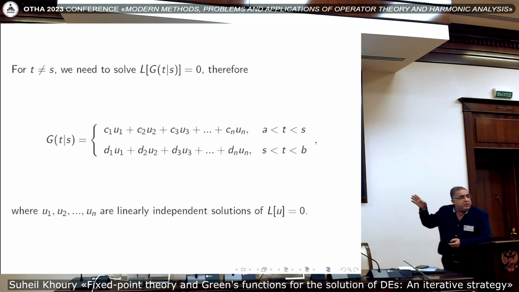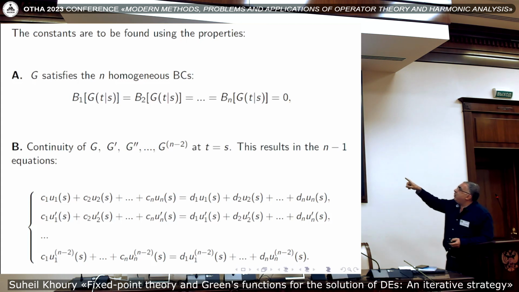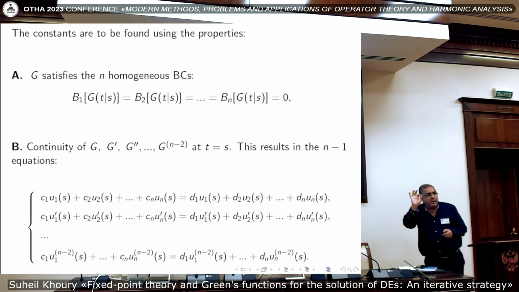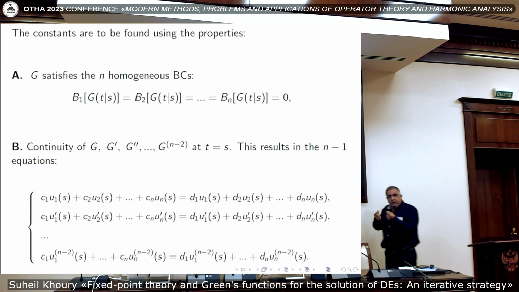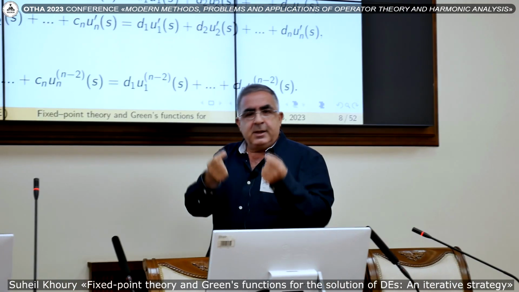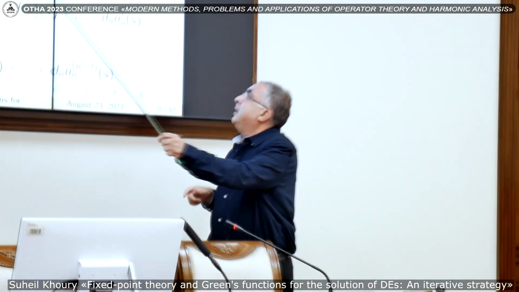Of course, we have n boundary conditions, so G satisfies them. But we always want the Green's function to satisfy the corresponding homogeneous boundary conditions. So if you have u of 0 equal to 2, the Green's function should satisfy u of 0 equal to 0. So we have n boundary conditions, and n constants left. Since the Green's function is nth differentiable, it should be continuous, the first derivative continuous, up to the n minus 2 derivative continuous. So this is the second condition.